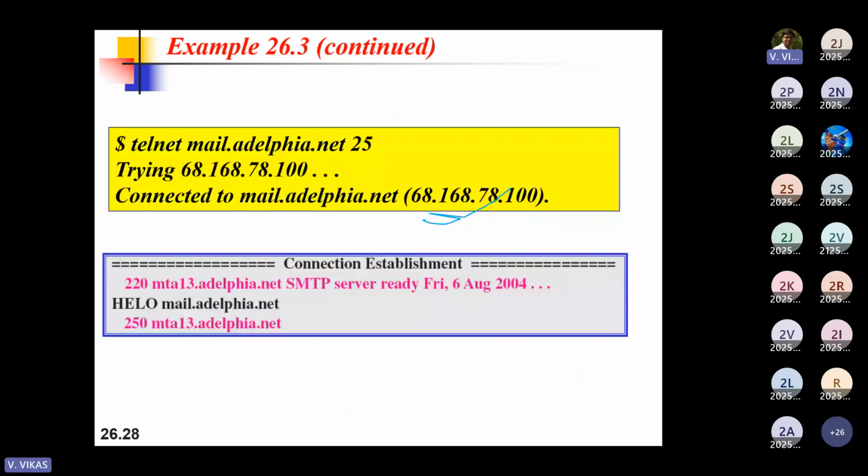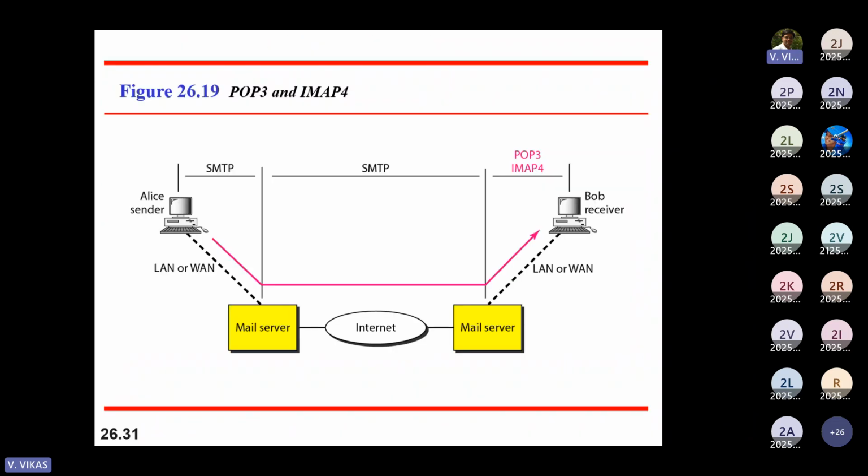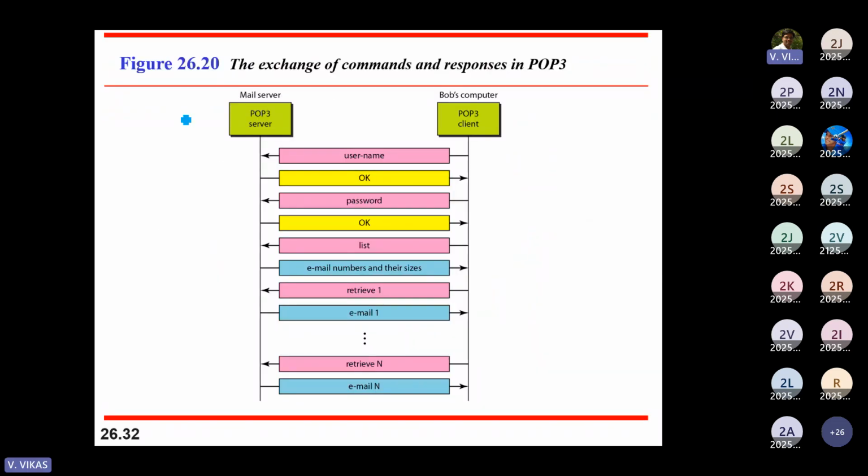Then an example with respect to email we have seen. Then an example with respect to POP3 and IMAP4, where they work from the receiver's mail server to the receiver system. Okay, clear, or any doubts you have? Anybody, any doubt? No, sir.